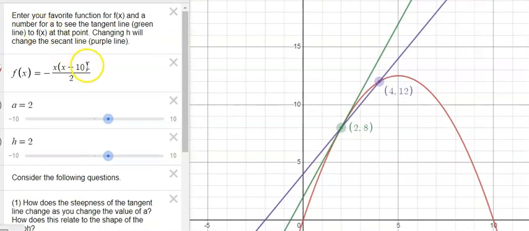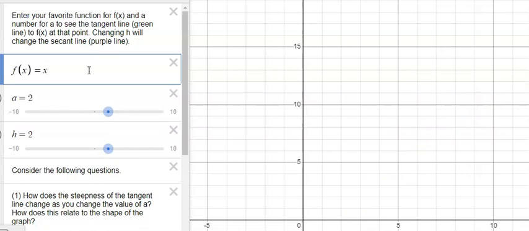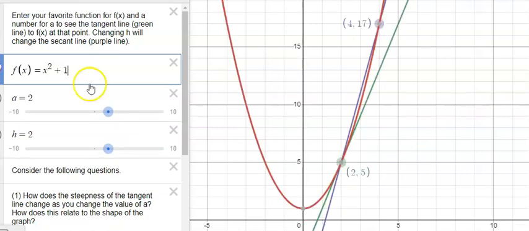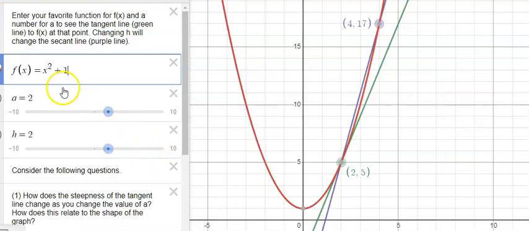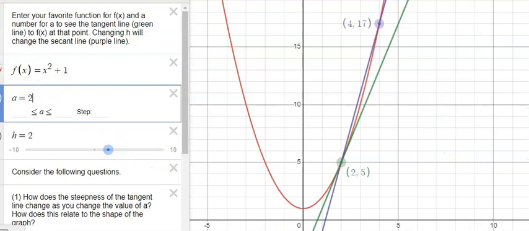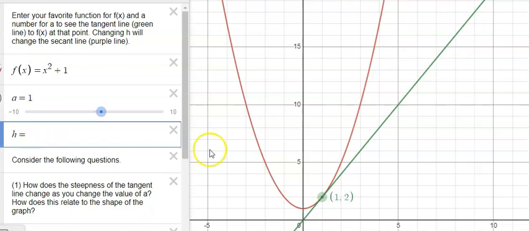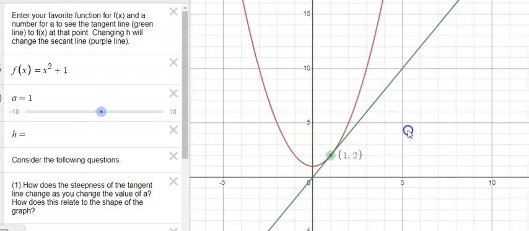There. So if I go in and I make that x squared plus 1, and if I go back really quick, it says at x equal 1. So if I go to x equal 1, a is x. And let me take h out of the picture. So we're trying to find the slope of this green line. I'm going to zoom in and out as we see this fit.